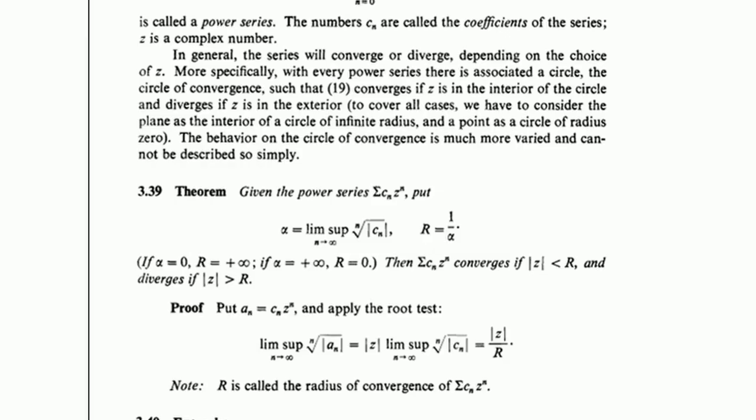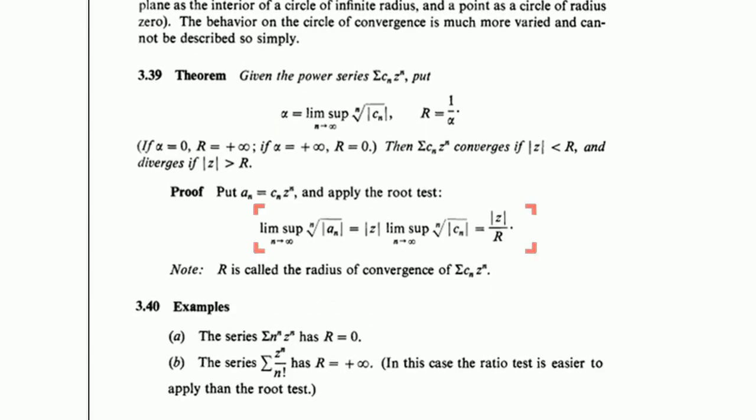In theorem 3.39, the root test requires the nth root of terms to drop below 1, defining alpha as the limit supremum of the coefficient's roots. In the proof, isolating z forces the radius of convergence, r, to equal 1 over alpha.